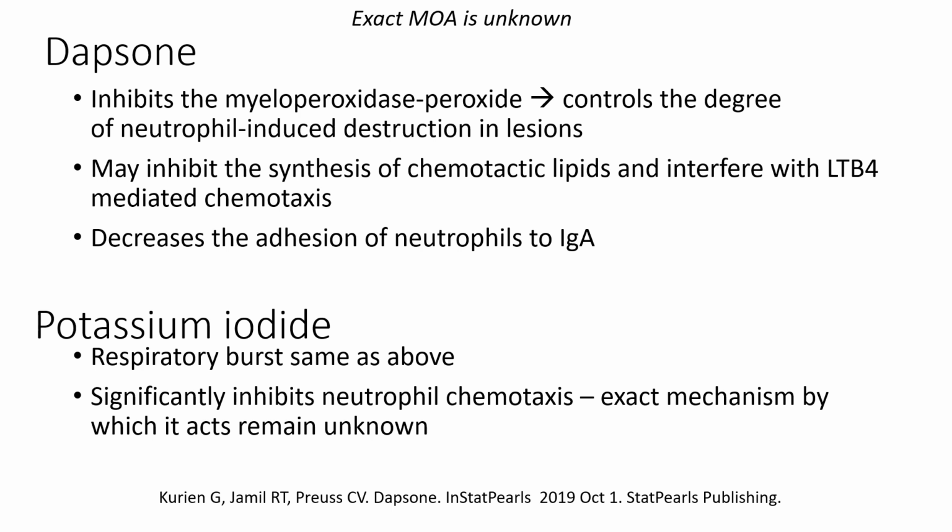The other mechanism is that it may inhibit the synthesis of chemotactic lipids that interfere with leukotriene B4 mediated chemotaxis. The third mechanism is that it decreases the adhesion of neutrophils to IgA. Coming to potassium iodide, it acts similarly by inhibiting myeloperoxidase and thereby inhibiting respiratory burst. It significantly inhibits neutrophilic chemotaxis, but how it inhibits is not yet known.